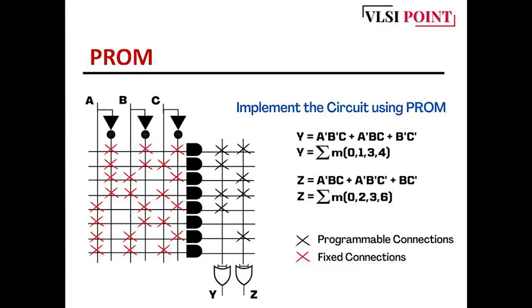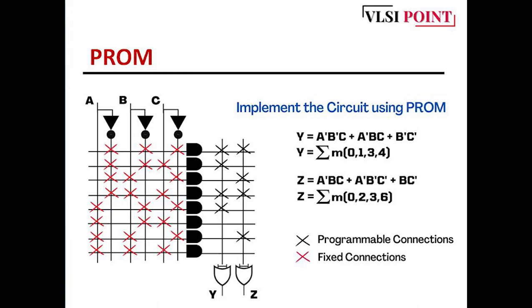In the PROM circuit, the three inputs are A, B, C and the outputs are Y and Z. You can see here we are implementing Y equals A bar B bar C bar plus A bar B C plus B bar C bar. So Y is nothing but the min terms of 0, 1, 3 and 4. Similarly, Z is A bar B C plus A bar B bar C bar plus B C bar. So Z is nothing but the min terms of 0, 2, 3, 6. Now how can we implement these two outputs with the help of AND and OR gates? So you can see here.